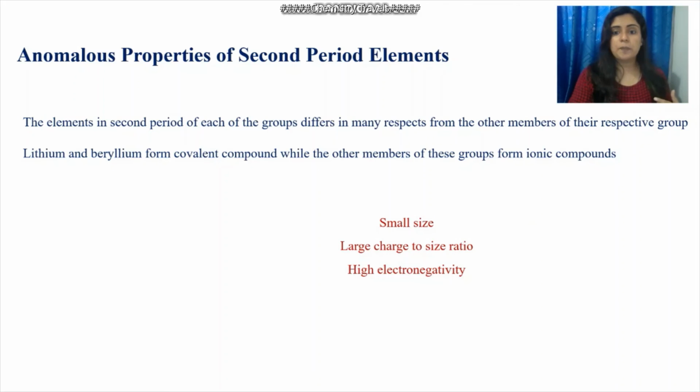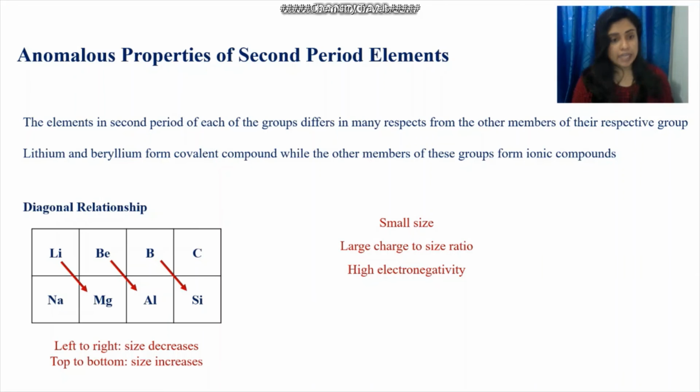So many such differences are there. The second period elements alone have properties different compared to other elements in their group. And this is because of their smaller size, larger charge to size ratio, as well as higher electronegativity values.